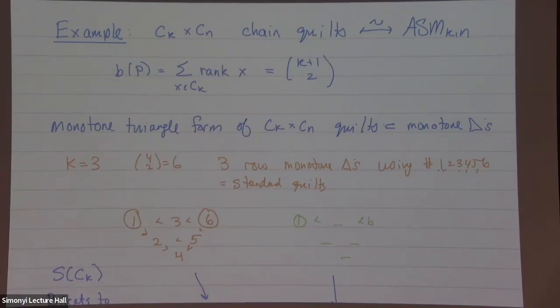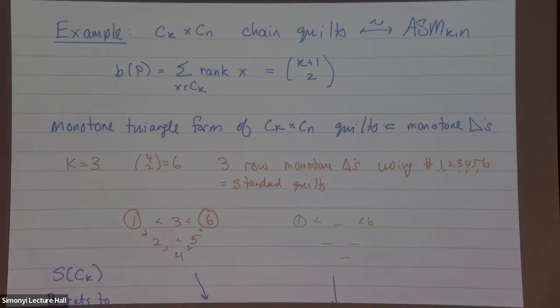And then an even more special case would be when you take the product of two chains, right? And then we're back into the world of ASMs. And what is the B of P number in that case? What's B of P when P is a chain? Well, it's just the sum of all the ranks in this chain, right? So that's just the sum of the numbers from 1 to K. So K plus 1 choose 2 is B of P here.